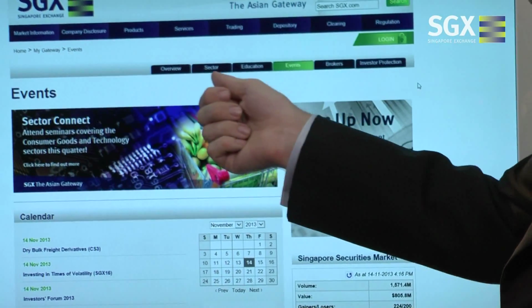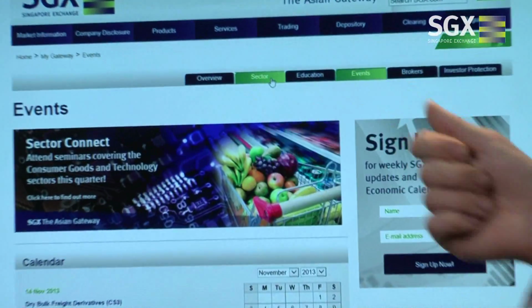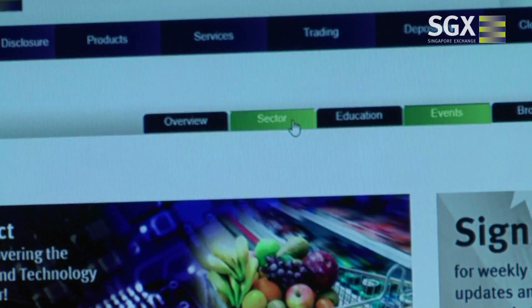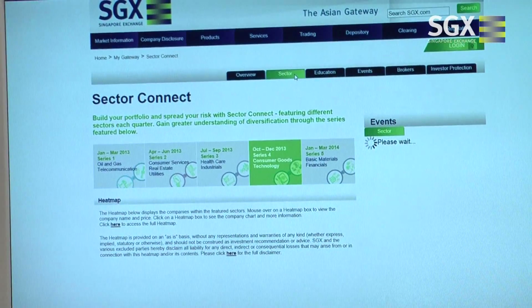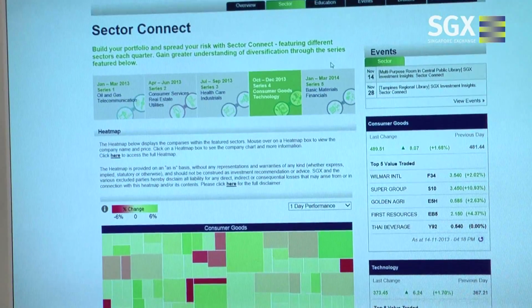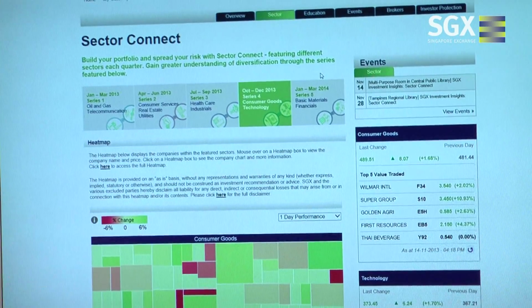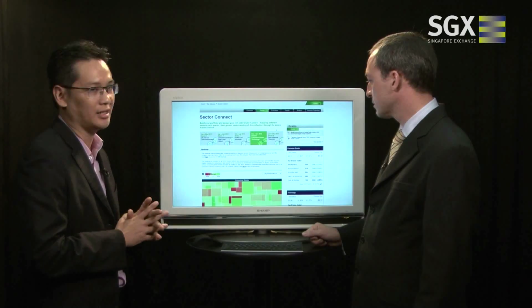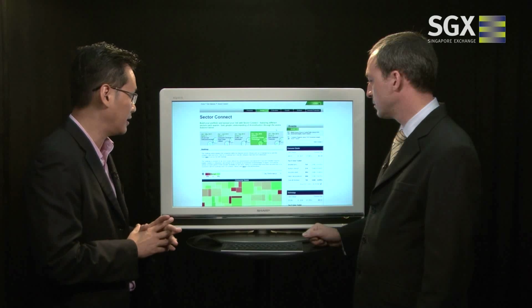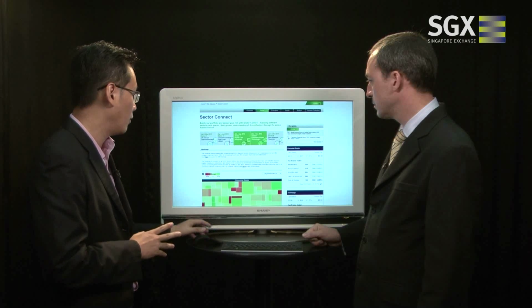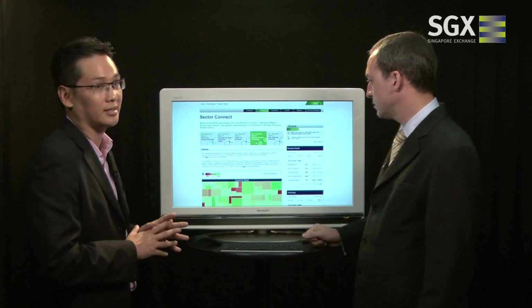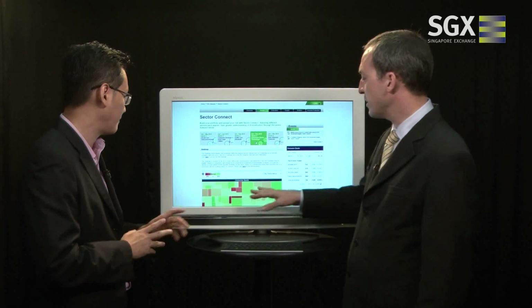Let's just have a quick look at Sector and Education as well, seeing that we've done the overview, events and brokers. This is now the Sector page. What do we have here? Okay. In SGX, they hold Sector Connect events, whereby every quarter they feature different industries. For example, this quarter, we're looking at consumer goods and technology. Okay, and again, I see the heat map down there.